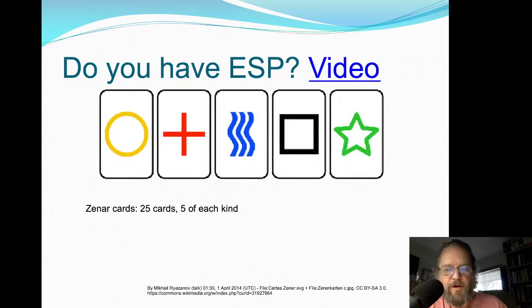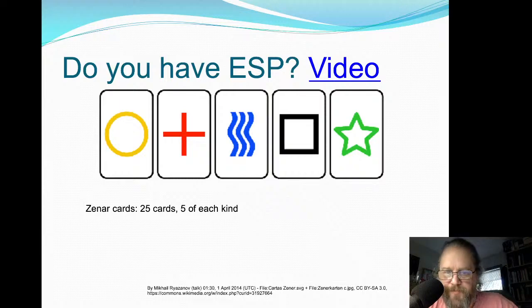Okay, so we'll do a little test here. These are called Zener cards, and I don't know if you know about extrasensory perception, right? This is the idea that some people are thought to be able to read other people's minds, for example, so good psychics, right? Over the years, people have tried to test claims of extrasensory perception. And because you're working with humans, it turns out these experiments are not as easy to do as you think.